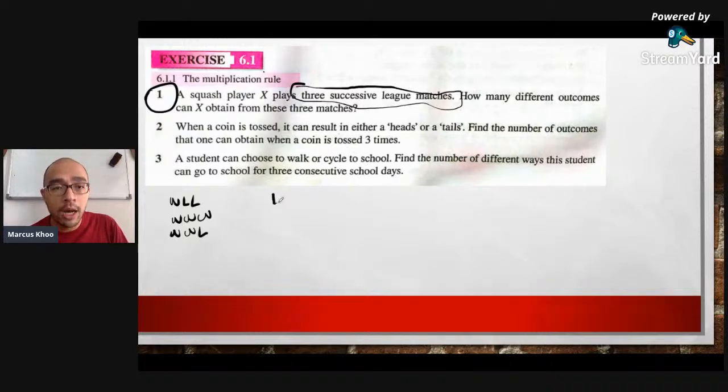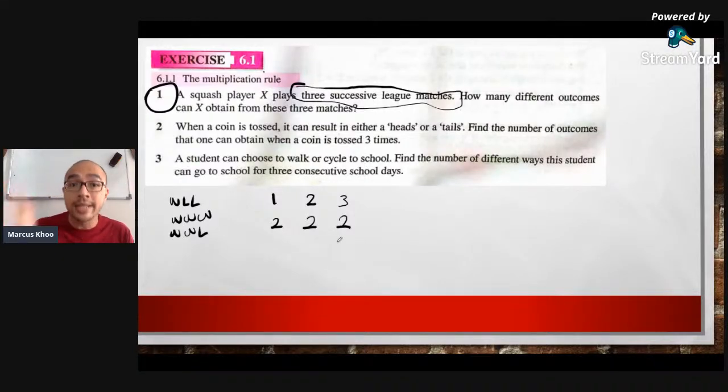Match number 1, how many outcomes can there be? Obviously, there's only 2. It's either you win or you lose, because when you play squash, there's no such thing as a draw. I hope you know this. So there's 2 possible outcomes for the first match. The second match, there's going to be 2 possible outcomes, either win or lose. And the third match, also 2 possible outcomes. And the multiplication rule is all 3 together, since they are all successive, one after another, so we multiply them. So 2 times 2 times 2 will give us 8 possible outcomes. From the 3 matches, there are 8 possible outcomes.